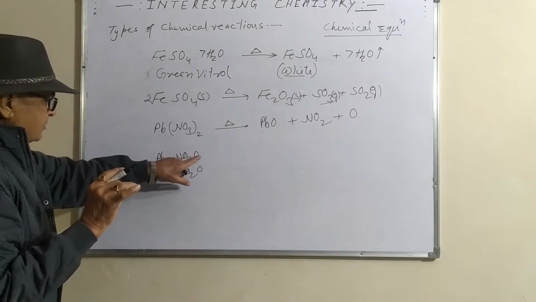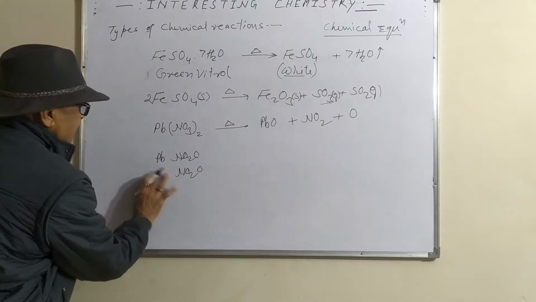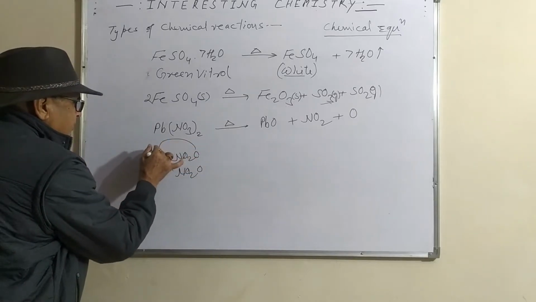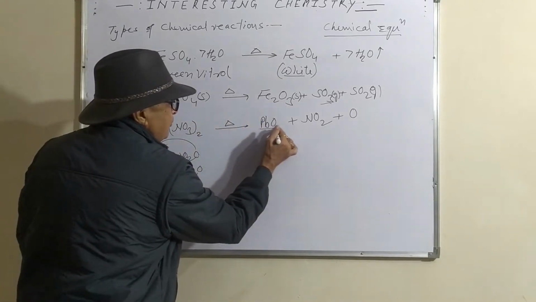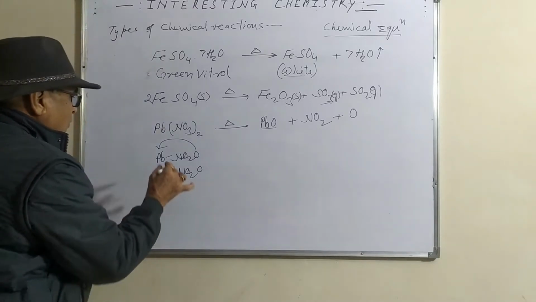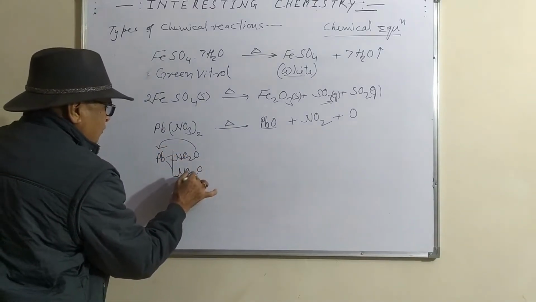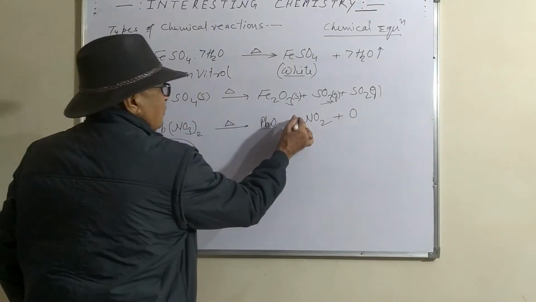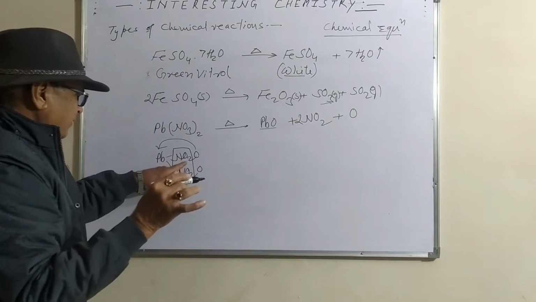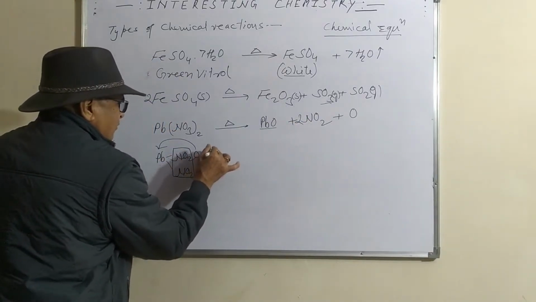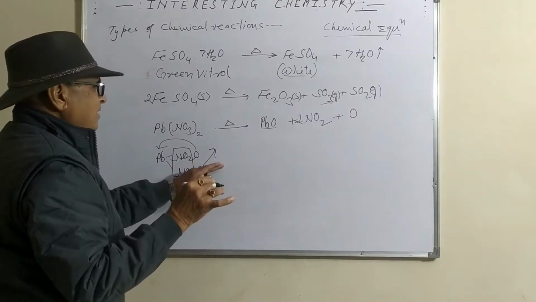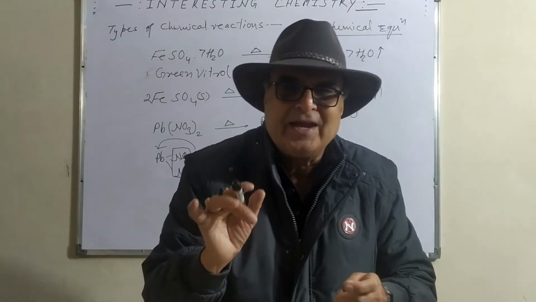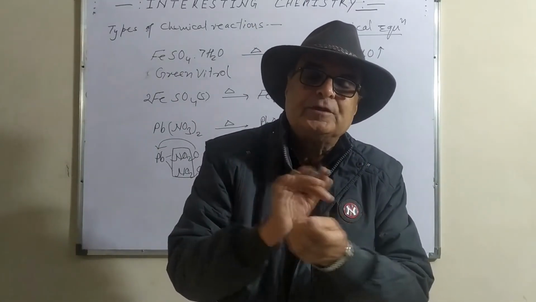So in PbNO3, only one Pb is here. This oxygen will combine with this Pb, and PbO will be formed. This is lead oxide. All the two molecules of NO2 will be used as NO2. So here 2NO2, here 2NO2. Again, this oxygen will come out, so we find the oxygen in an atomic form.